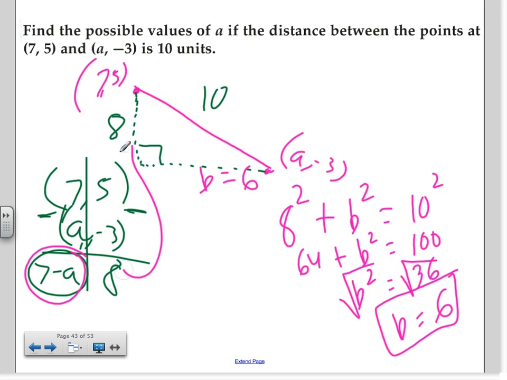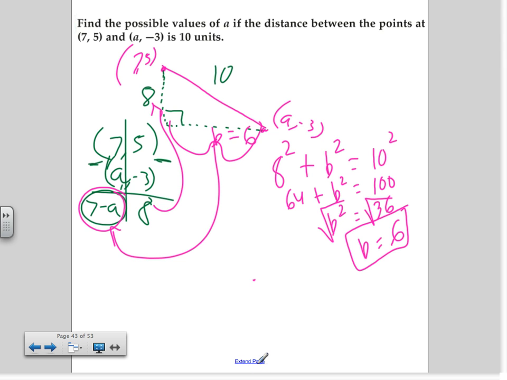If this is 8, then we know that this here has to be 6, isn't it? Remember, isn't it true that when we set up the slope, we are finding the length of the two shorter legs? And we just found out that the length of the shorter leg is 6 here. But in this case, how do we tie this back in? 7 minus A has to equal what? 6. So that's the last step here that you need to remember.